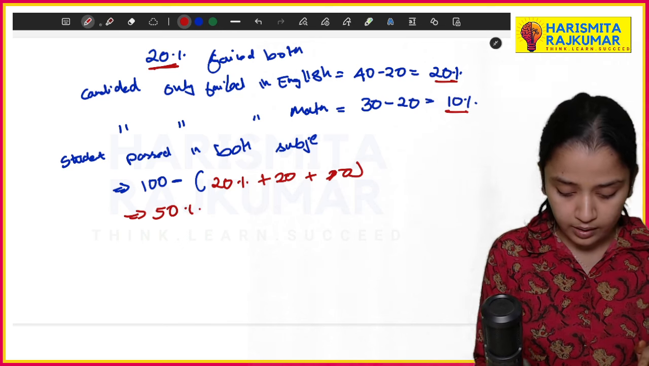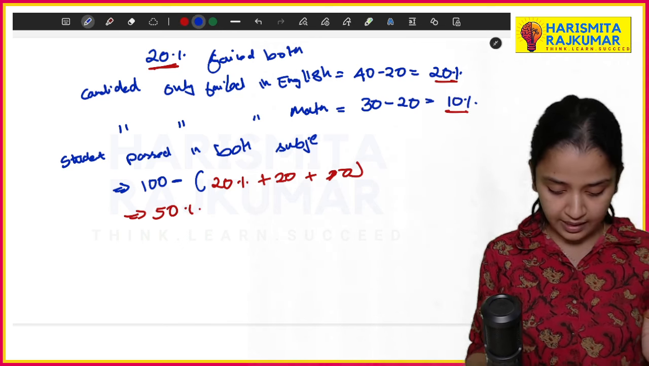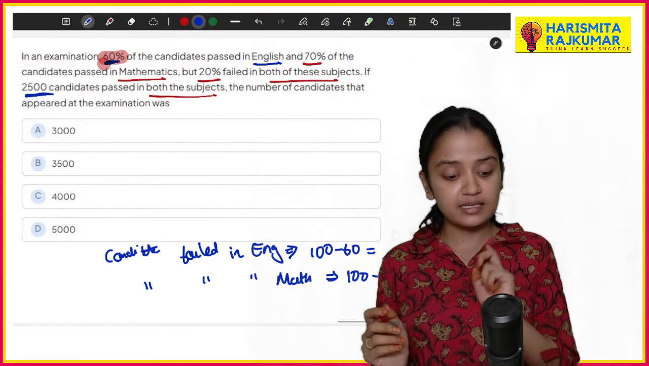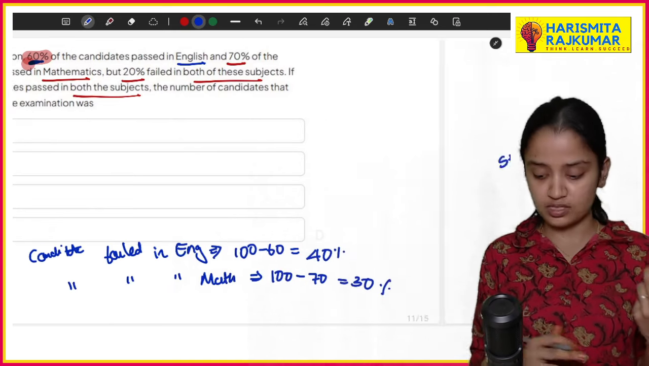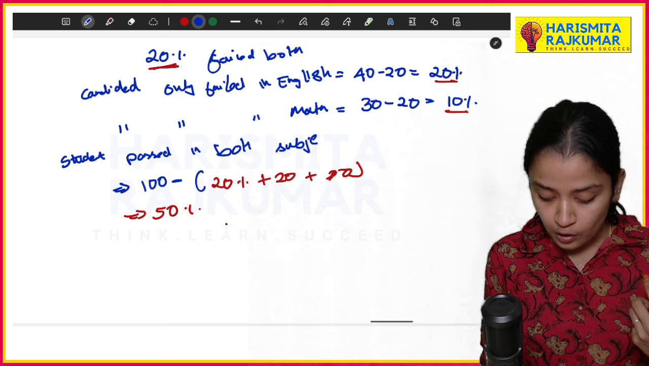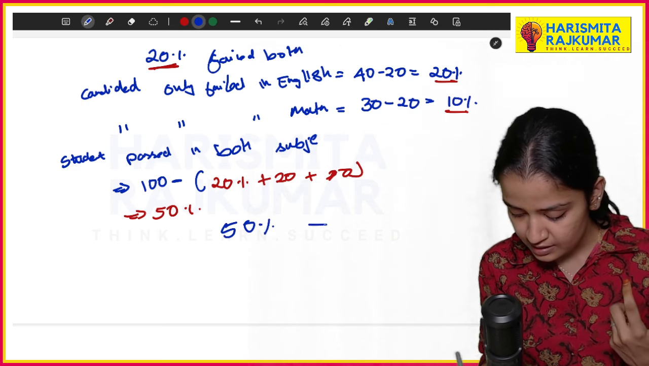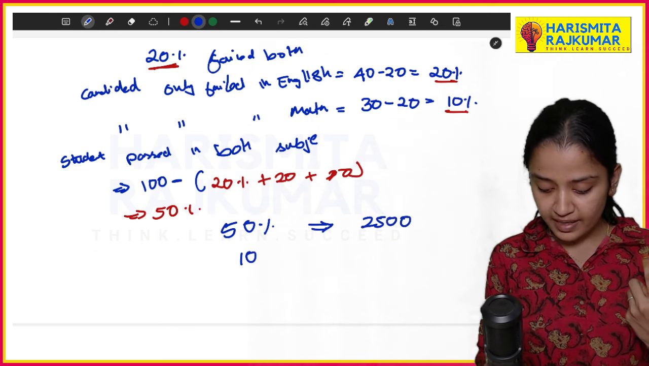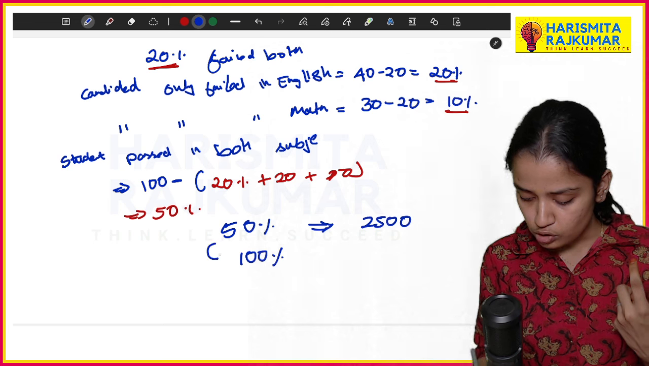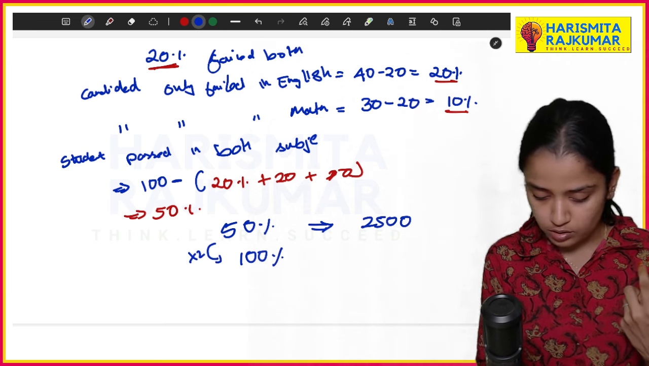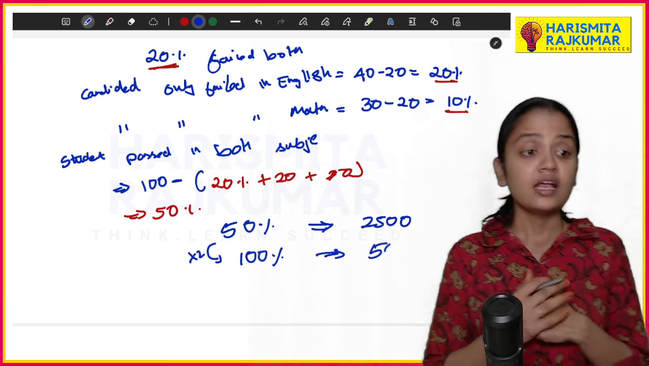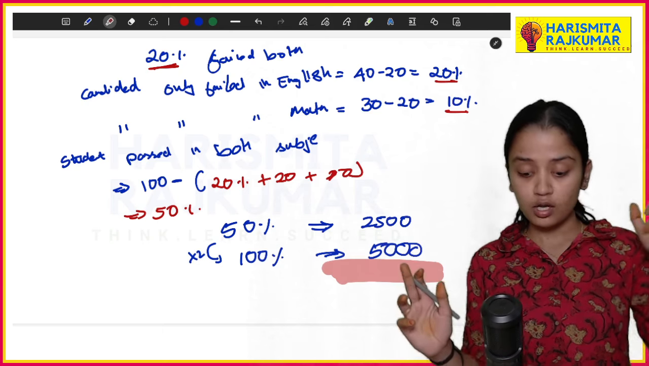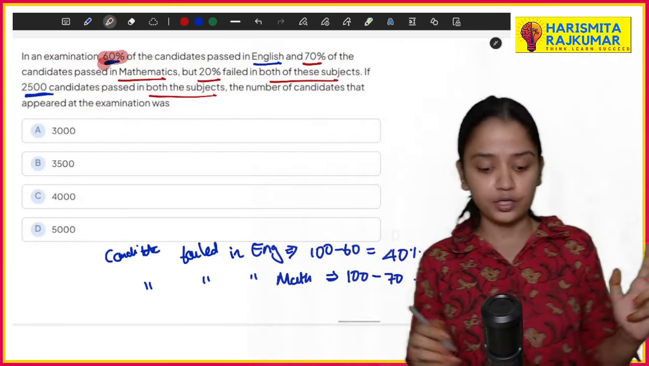So what is the total? Okay, so 50 percentage. Now see, 2500 is the number of students who passed in both the subjects. So if 50 percentage is 2500, then for 100 percentage, simply I have to multiply by 2. So 100 percentage is 5000. So 5000 is the total number of candidates who appeared in the examination.